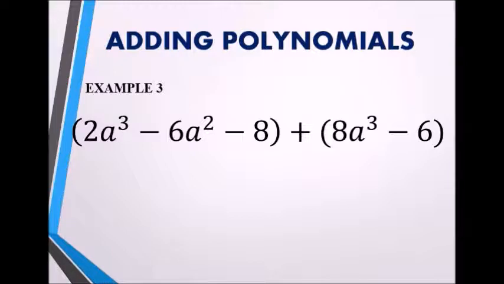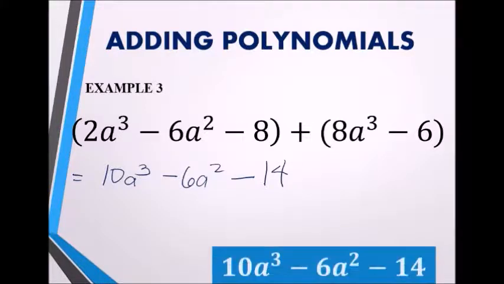Okay, so let's reveal the answer. So, 2a cubed plus 8a cubed, this is 10a cubed. Negative 6a squared, wala siyang kasimilar, so just bring it down. Then, negative 8 and negative 6, so it's negative 14. Ayan.